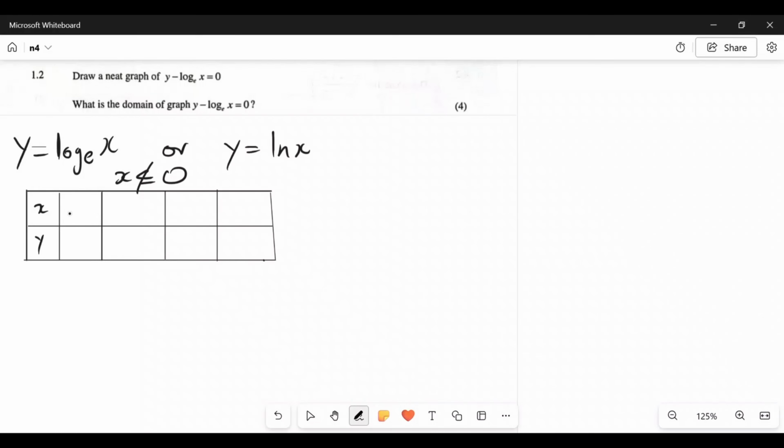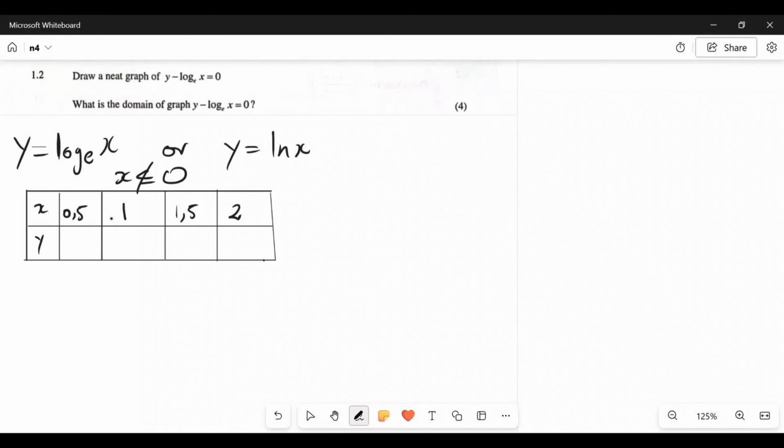So we can put something like 0.5, maybe 1, 1.5, and also 2. If you put anything that is less than 0 on this row, then you will have an error. This explains that our log graph doesn't intercept the y-axis. It actually asymptotes on the y-axis.